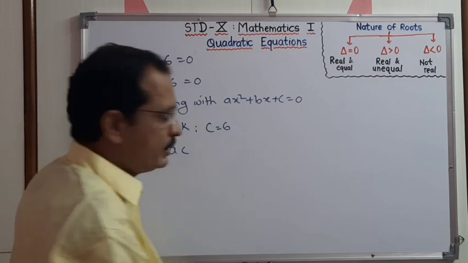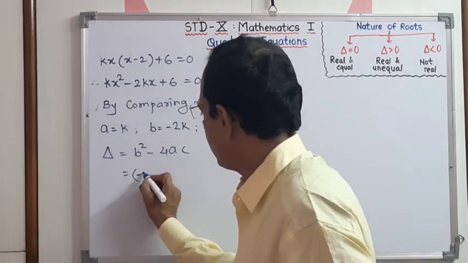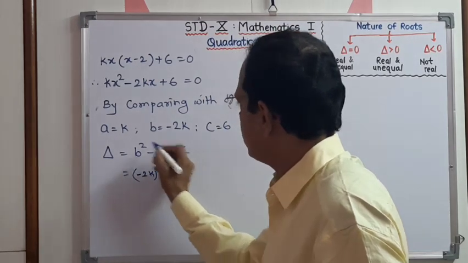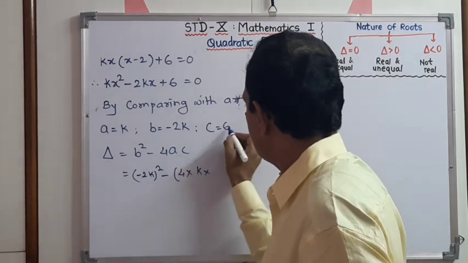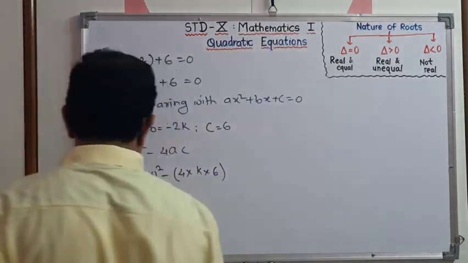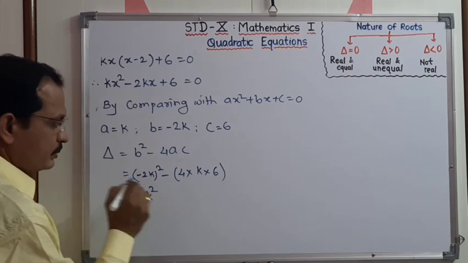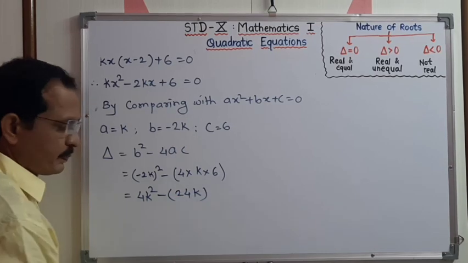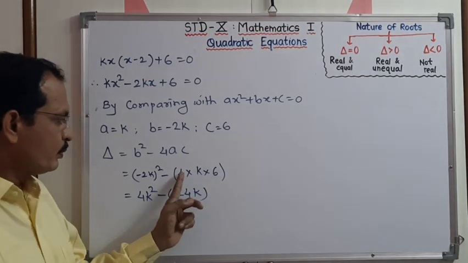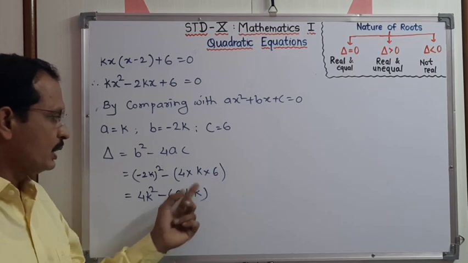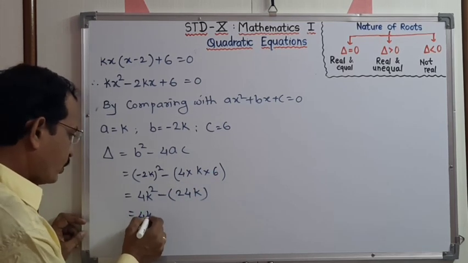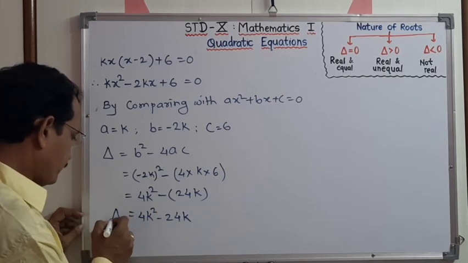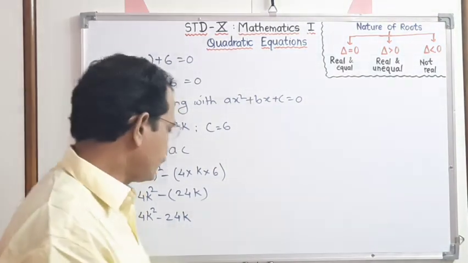Now what is the value of b? It is minus 2k. Therefore in bracket we have to write minus 2k bracket square minus 4 into this a is equal to k and c is equal to 6. Now here we get 4k square minus in bracket 24k. What is this? 4 into 6 it is 24 and this k. Therefore we get here 4k square minus 24k. This is the value of delta. Got it? This is the value of delta.